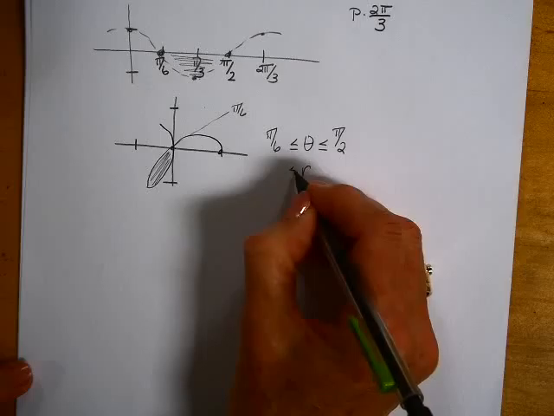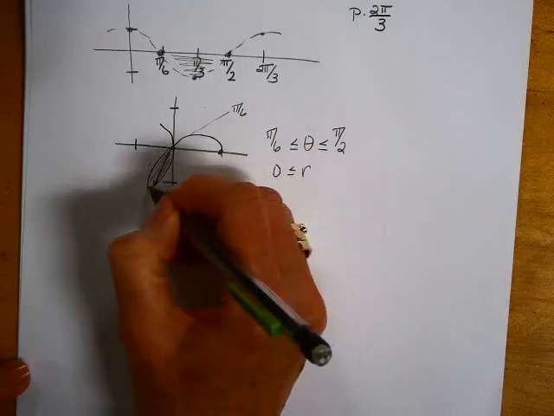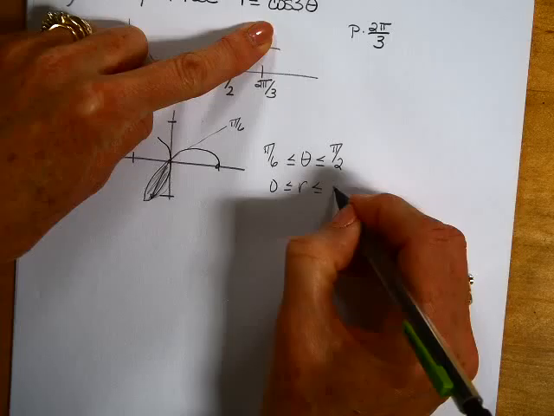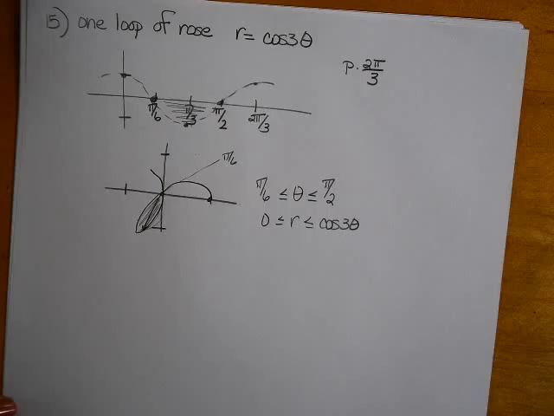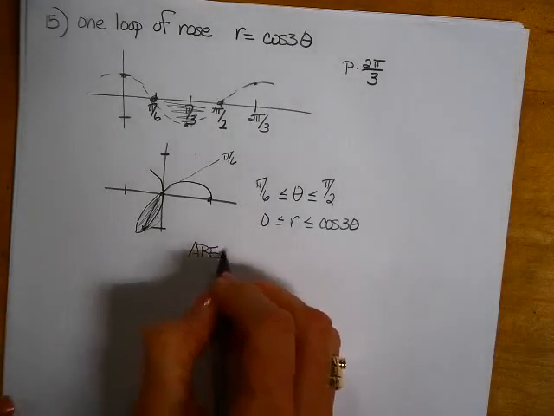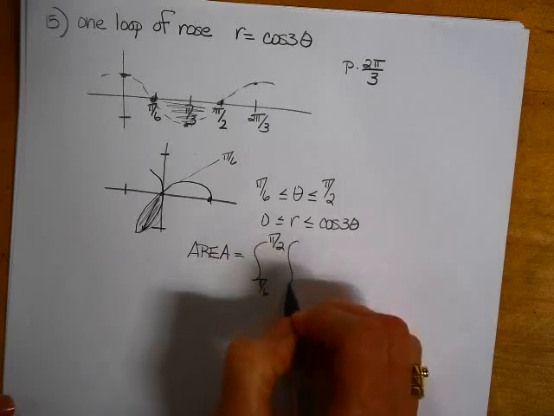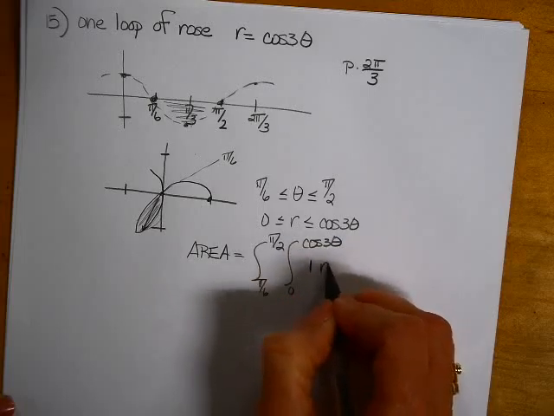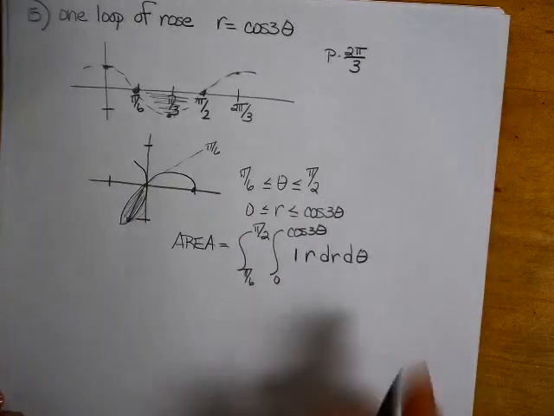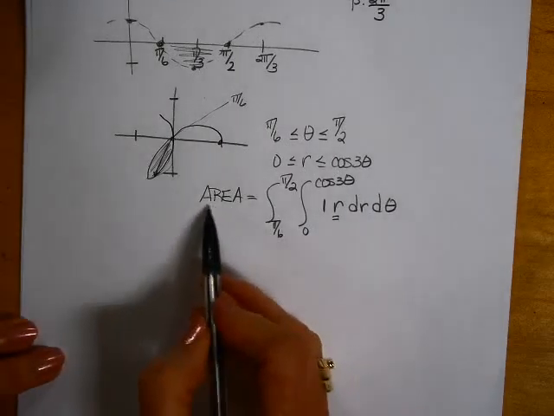Your r's. Your r is going from 0 to that line right here. 0 to this line. Well, this line is the cosine of 3 theta, because that's what they told me r was. So since I'm looking for the area, I need the integral from pi over 6 to pi over 2. I have 0 to the cosine of 3 theta, 1 times r, dr, d theta. You always add the extra r, even if you're doing an area. That's going to give you the area of that loop.